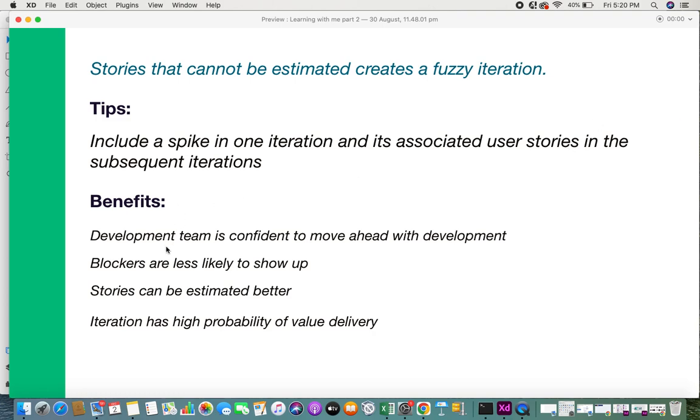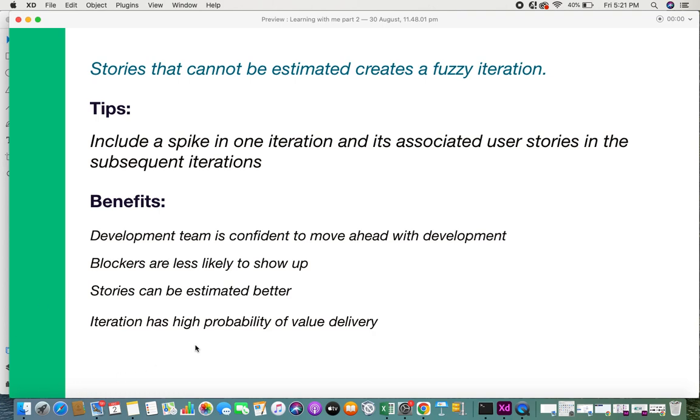So the benefits are, one, the team becomes more confident to move ahead with development once they have spiked on a feature. There would be less blockers also. During this analysis, they do an intensive spiking on features, which avoids any potential blockers that can arise. So the probability is very much lesser when compared to spikes and user stories together. And also the stories can be estimated better. Since you know what the spike is, teams have a clearer idea, they know what needs to be done, and they would be able to estimate stories better.